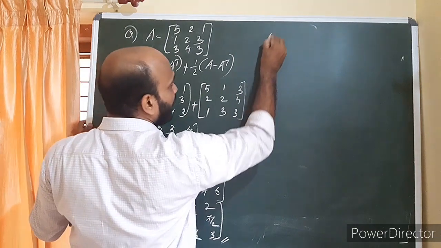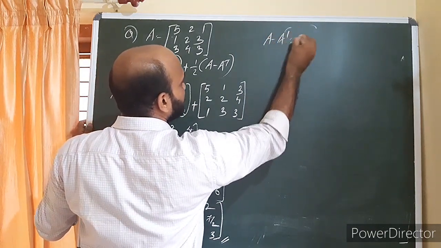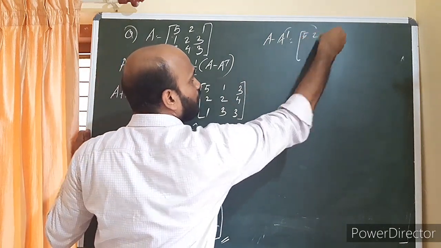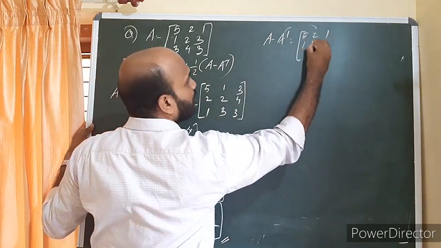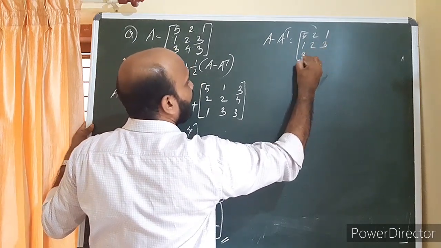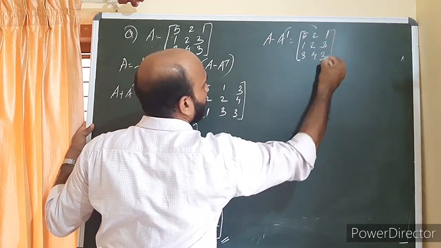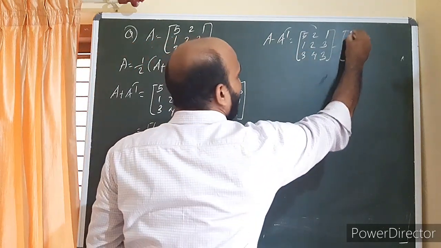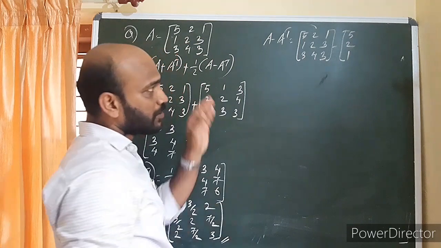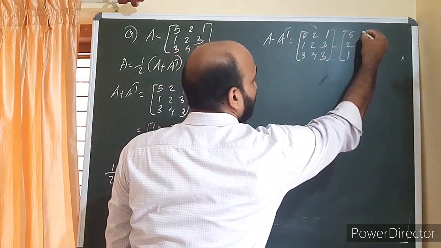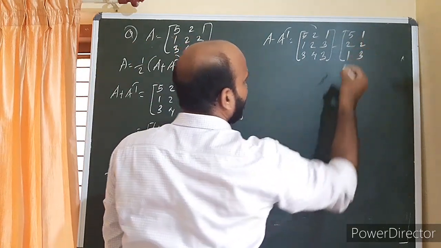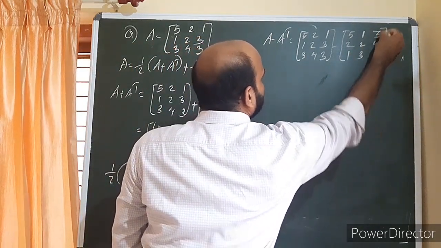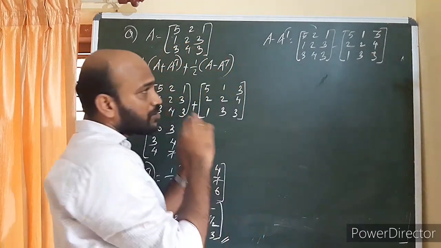For that, first you have to find A minus A transpose. A equal to, the question matrix, 5, 2, 1, 1, 2, 3 and 3, 4, 3 minus transpose of that matrix. So it will be 5, 2, 1. First row changes to first column. Second column will be 1, 2, 3 and third column you will get 3, 4, 3. Right. Now you have to subtract.